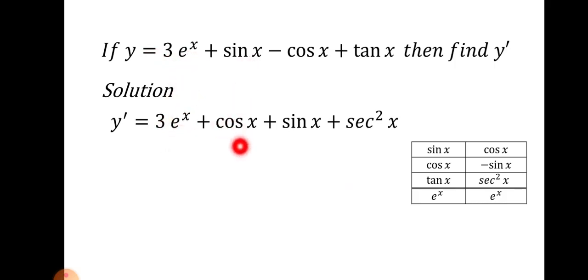The derivative of sine x is cosine x according to this rule, and the derivative of cosine x is negative sine x according to this rule, so we have minus negative sine x, which is plus sine x. For tan x, according to the rule here, its derivative is sec squared x. So this is the derivative of the given function.